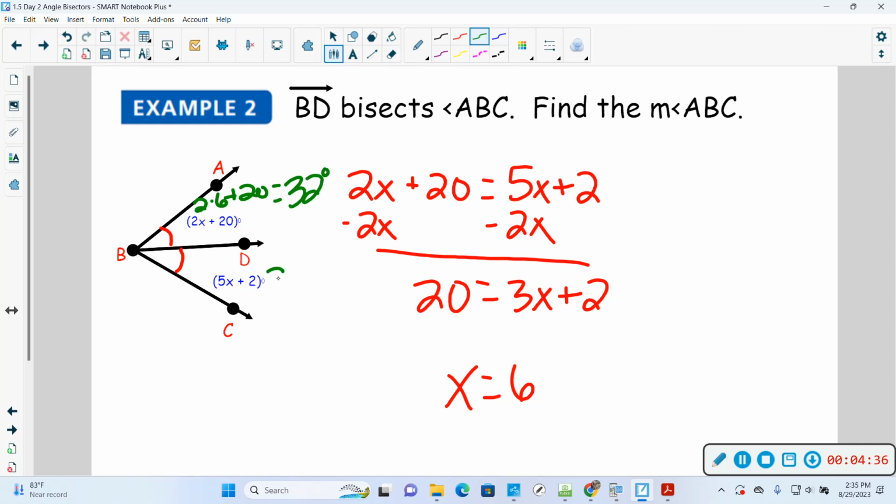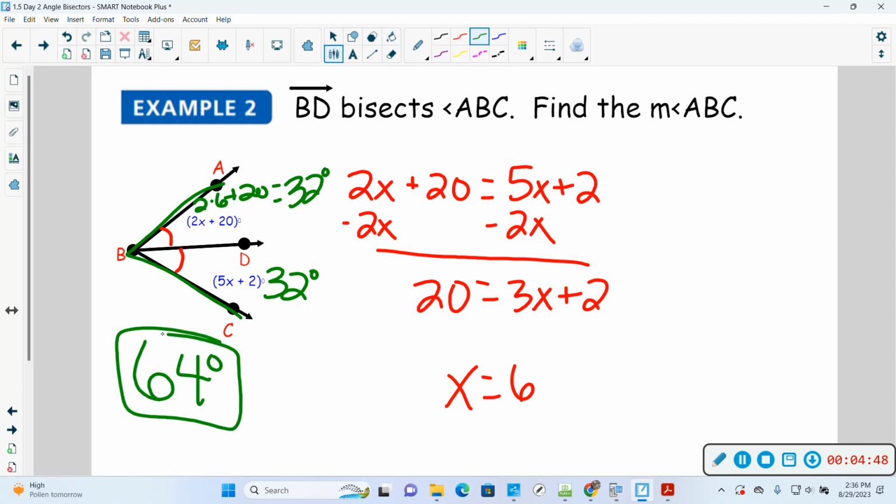32. Final answer. It wants angle ABC. 64. We got to add them together. Got it. Any questions on that? Anybody? And just like that, my friends, we are on the last problem of the day already.